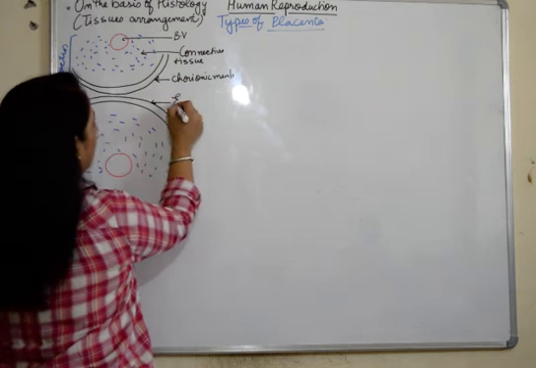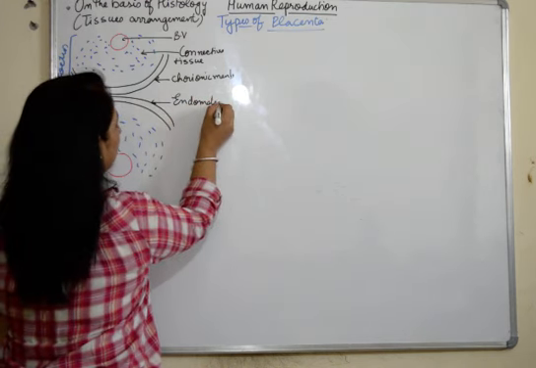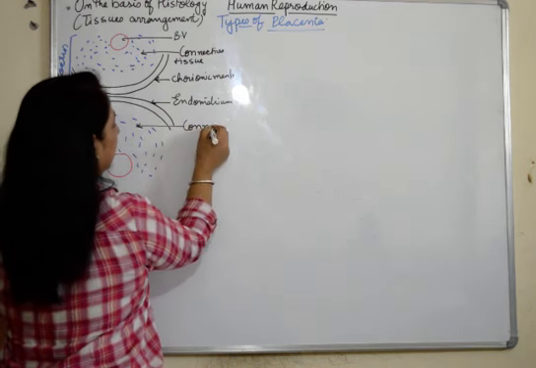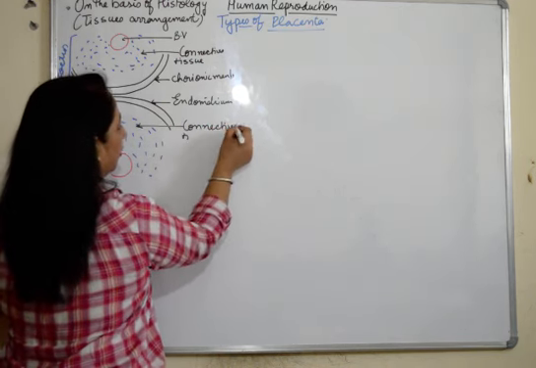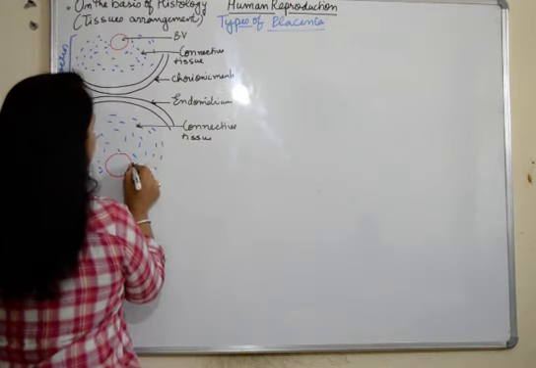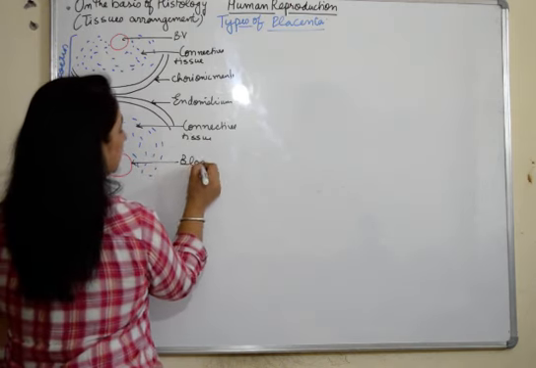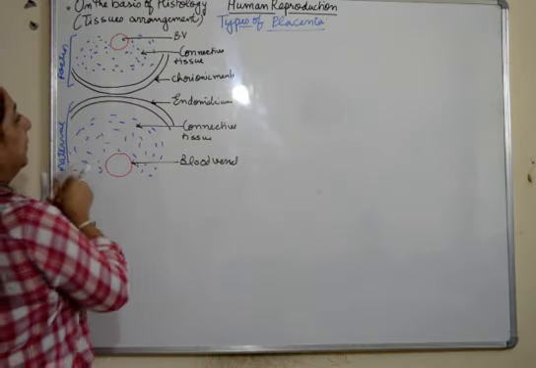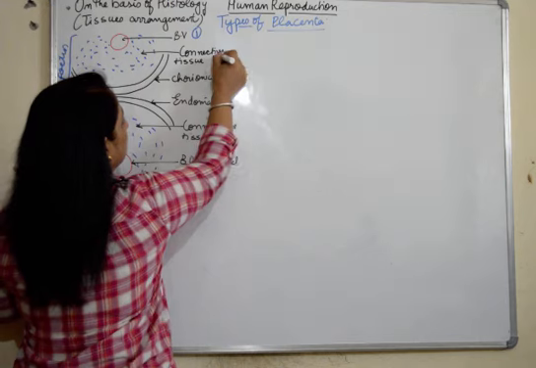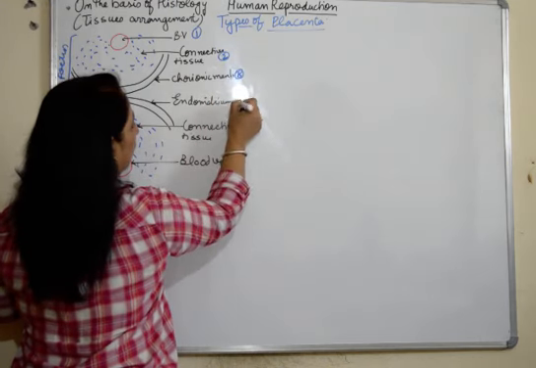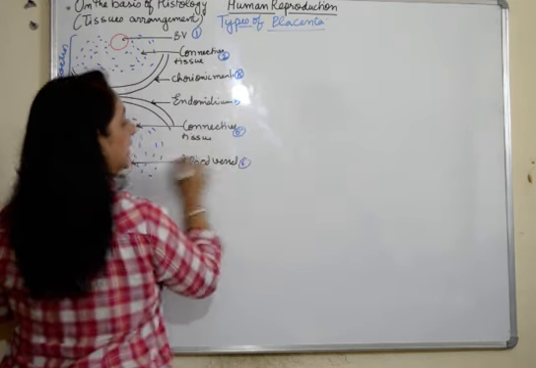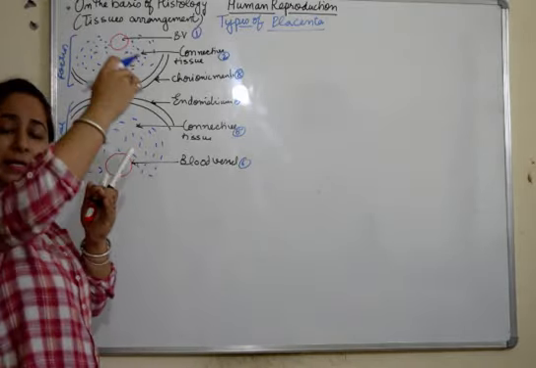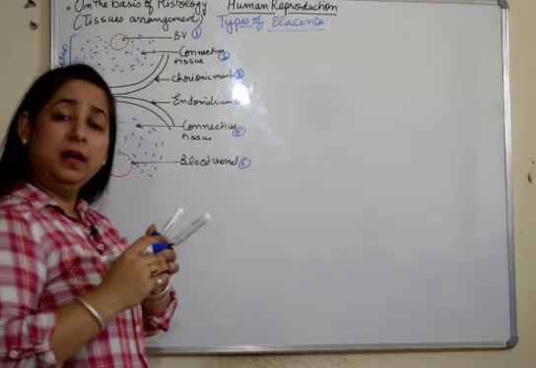Here we have endometrium, endometrium lining, then we have the connective tissue, the maternal one, and we have the blood vessels, the maternal one. So if you count them, this is the first, second, third, fourth, fifth and sixth layer. So these are the 6 layers which are there between the maternal and the fetal tissues.